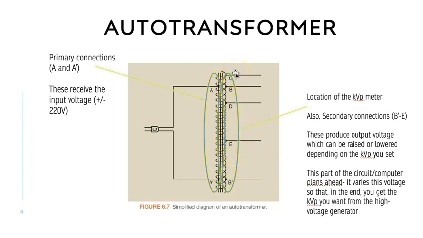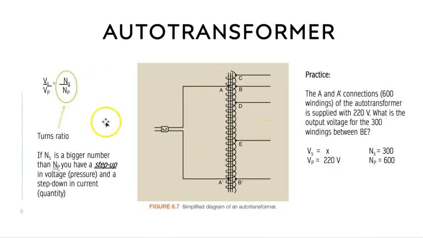That's just an example. The kVp meter, which monitors kilovolt voltage in this case, is also found here, but it's not seen in this diagram. So anyway, this part of the circuit, or computer, plans ahead. It's going to vary the voltage so that in the end, we can end up with the kVp that we want there in the tube, finally.